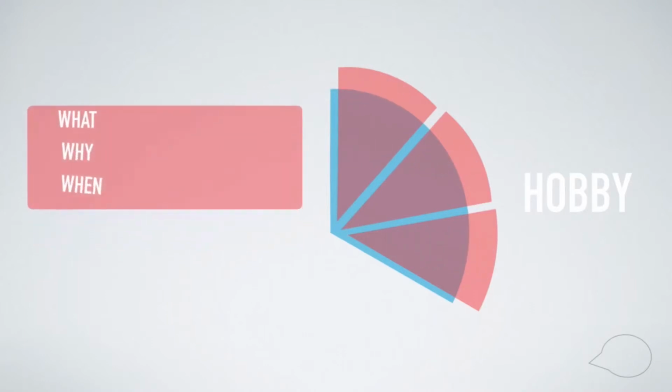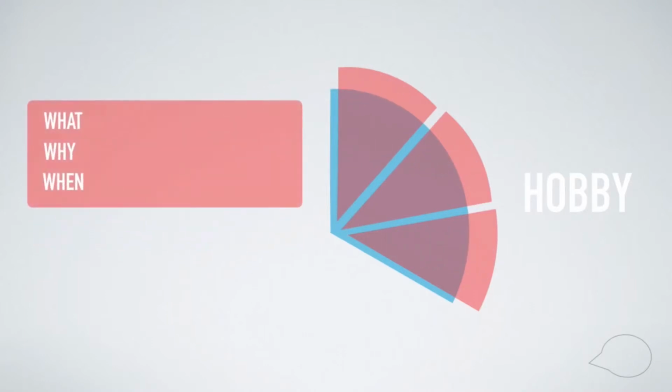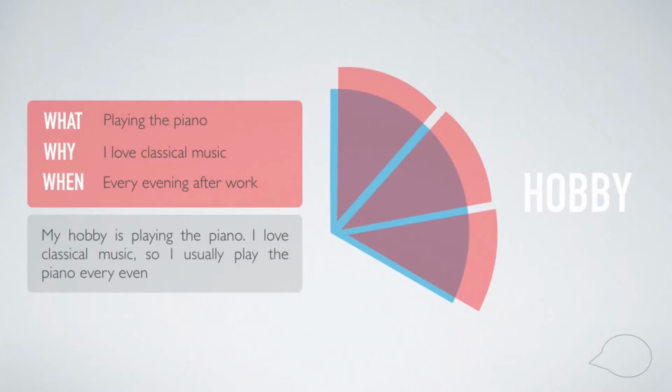So let's look at an example for part 2. For what, we have playing the piano. For why, we have I love classical music. And for when, we have every evening after work. This is how part 2 would sound. My hobby is playing the piano. I love classical music, so I usually play the piano every evening after work. This is also a very clear and concise way of introducing yourself for part 2.